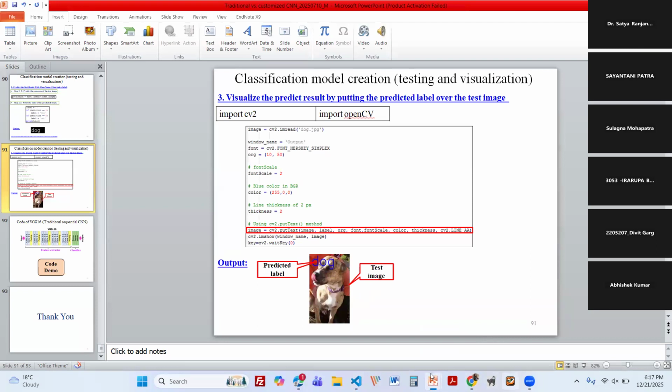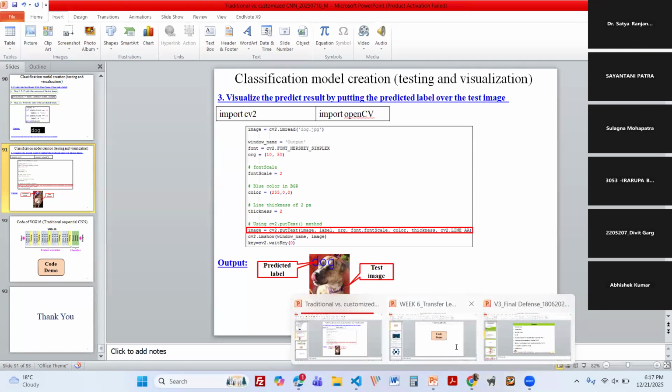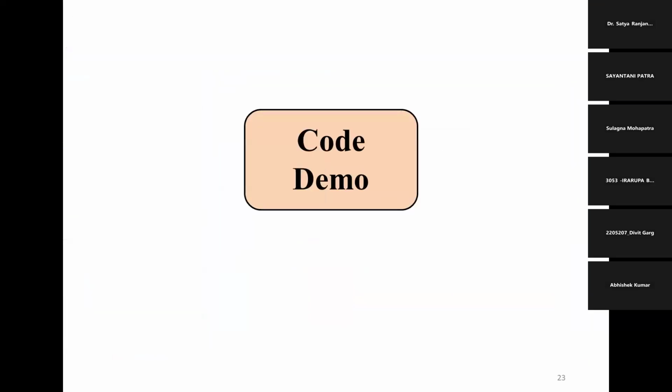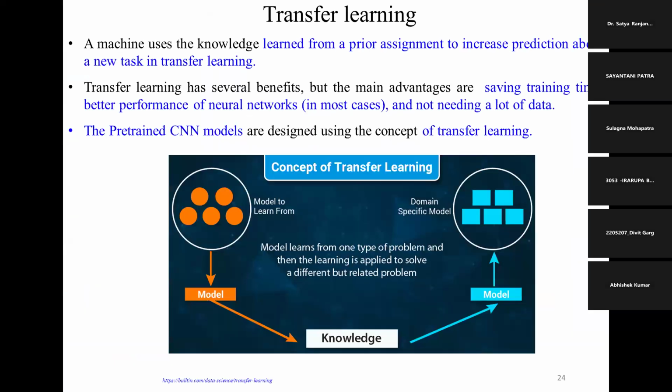Okay, so in this part we have just covered the CNN, how we designed a CNN model and what could be the output. That was the first part. Then the second part, we will move to transfer learning. What is transfer learning and why does it come into the picture?